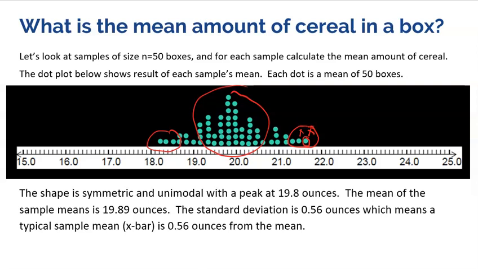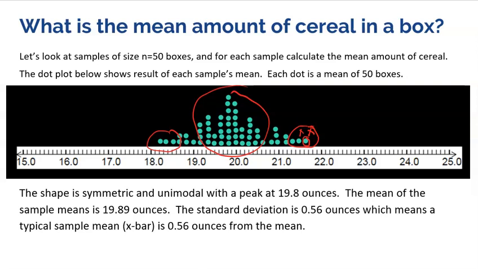So once you put a dot on there for all your different samples, then you got to describe it, right? So that's what I did. I said, hey, this graph is symmetric, it's unimodal, it's got a center right around 19.8 ounces. If you actually take a mean of all the means. Now, that's a little bit tricky, so process what I said there.